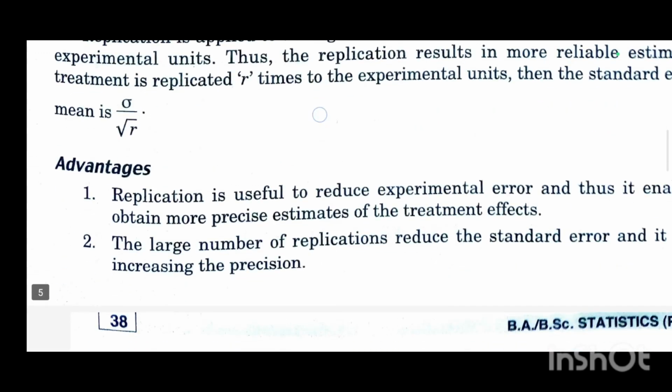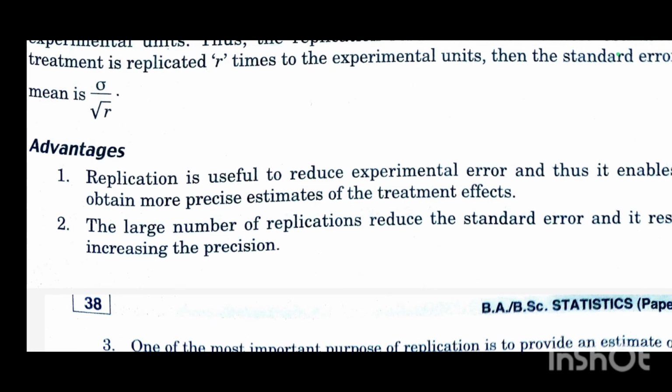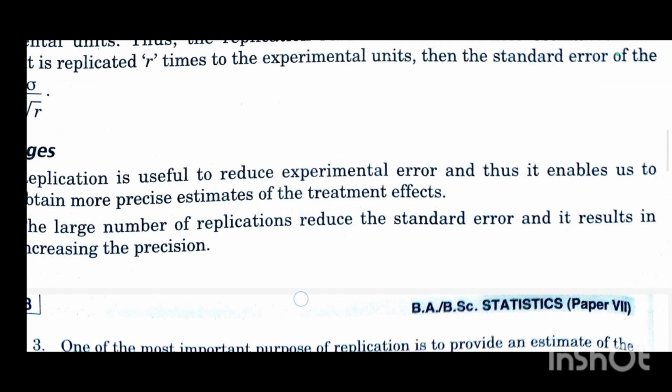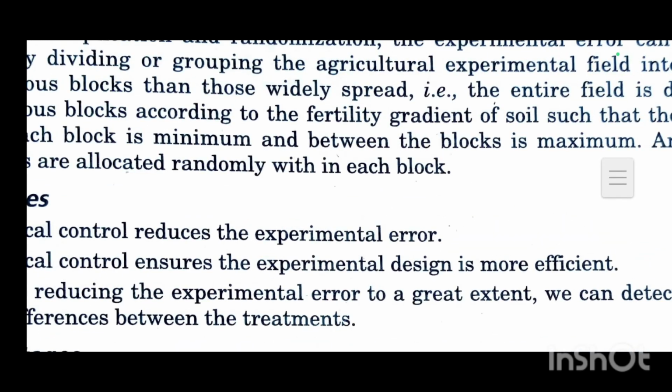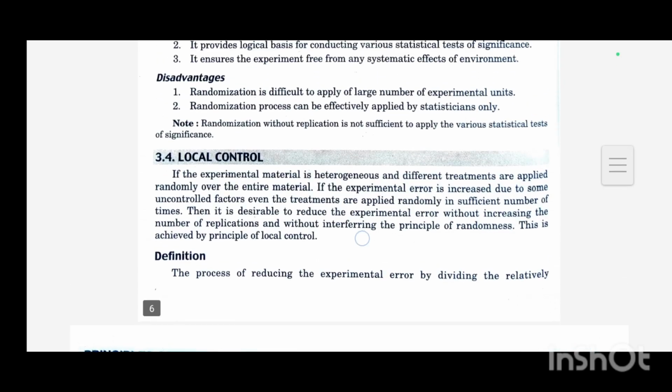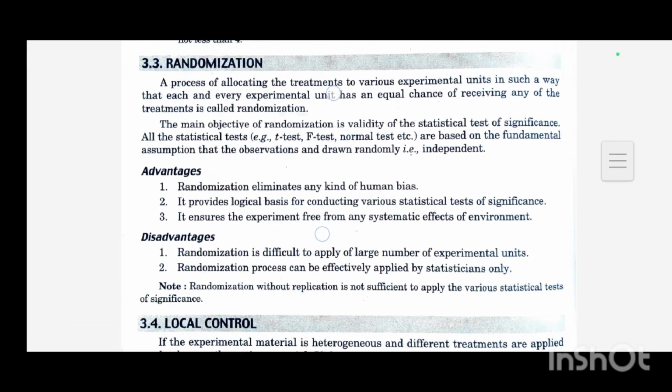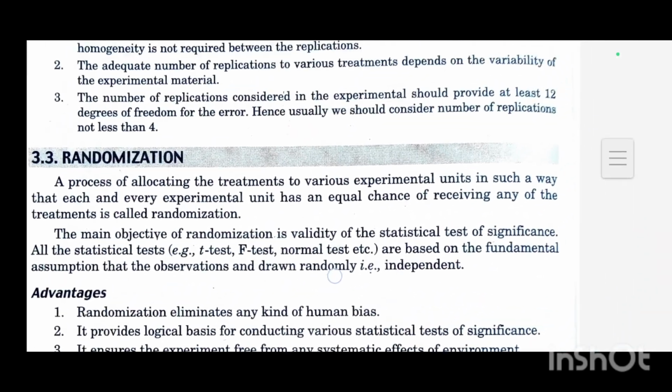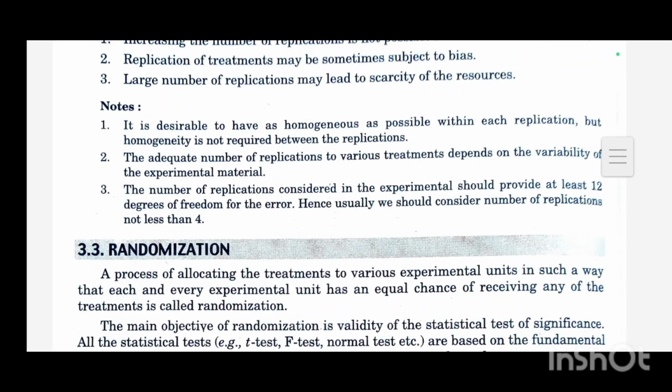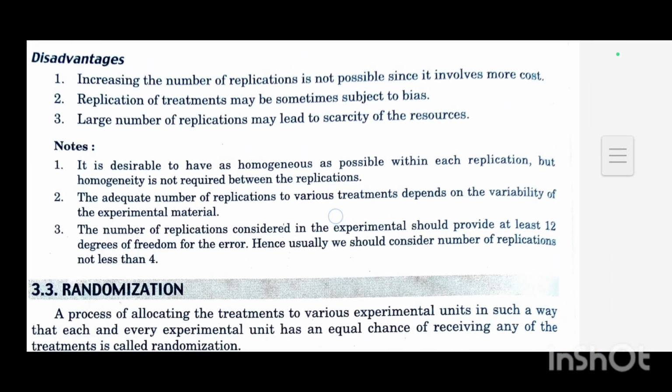Next, advantages of these replications. Replication is useful to reduce the experimental error. The large number of replications reduces the standard error, and it results in increasing the precision. Next, if you consider the second condition, that is randomization, you have disadvantages also. Disadvantage: increasing the number of replications is not always possible since it involves more cost.